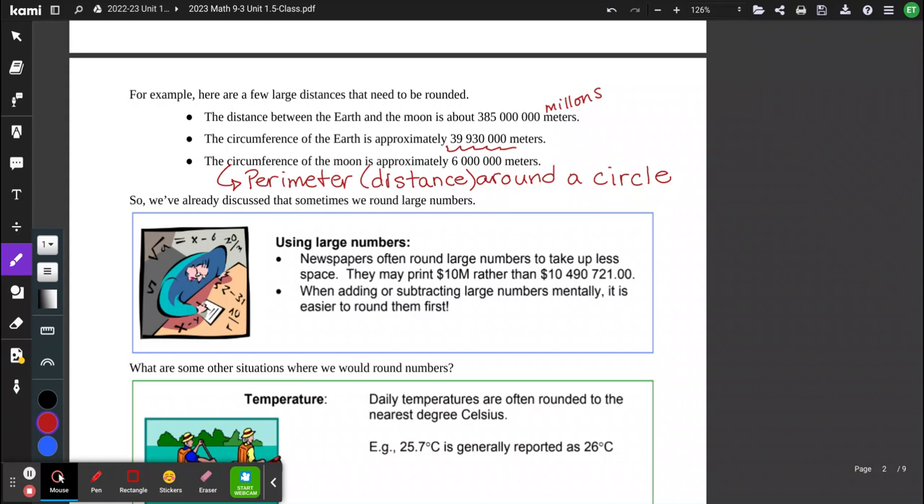Now, adding and subtracting large numbers mentally, it's way easier if we round them first. So if I said I have 50,720 minus 20,830, wow, that's a big number. I'd have to write it all down and subtract. Versus if I said 50 million minus 30 million, 50 minus 30 is a 20, I'd say I have 20 million. So when we break it down into smaller, easier numbers, then it makes it easier for our mental math as well.